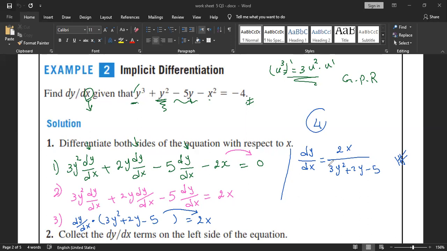As you see, the derivative of an implicit function will have x and y. Only 4 steps, sometimes 4 steps, sometimes 3. Here, since I have many terms of dy by dx, I need to take dy by dx as a common factor. But sometimes I have only one term, so I don't need to take it as a common factor, and it will be 3 steps, not 4 steps.